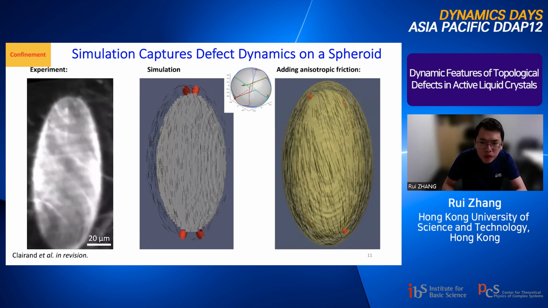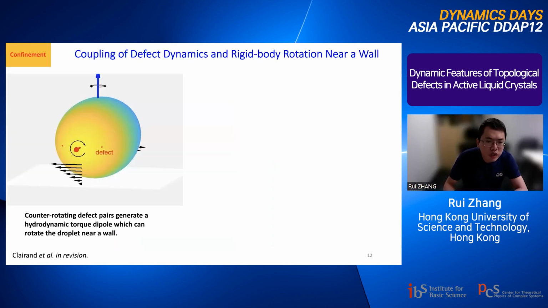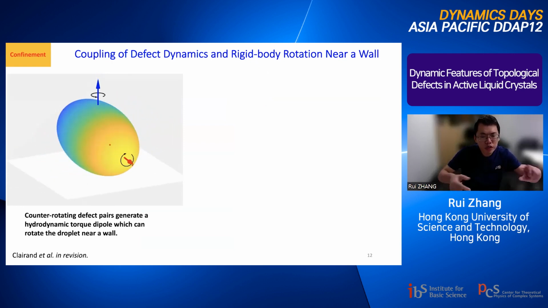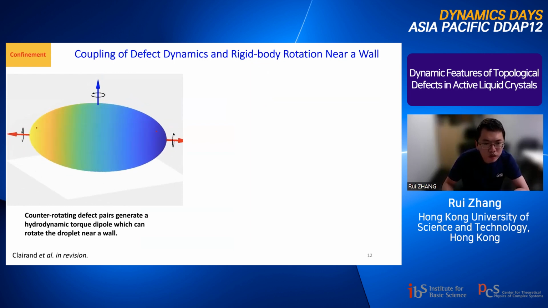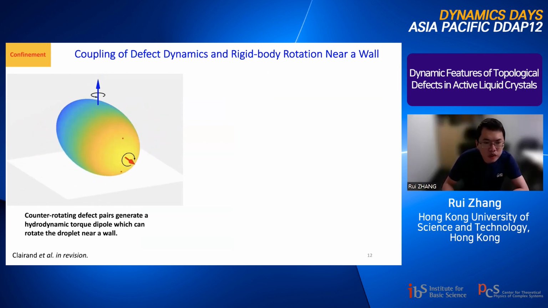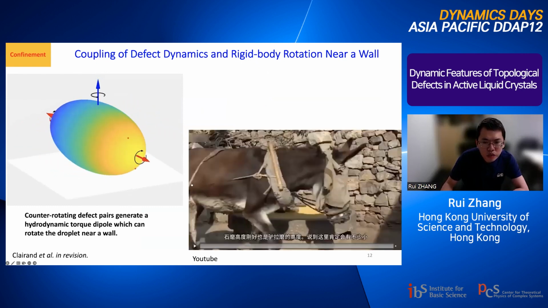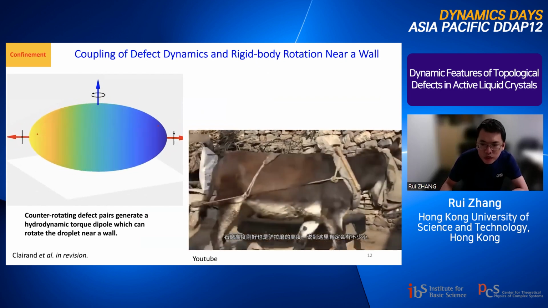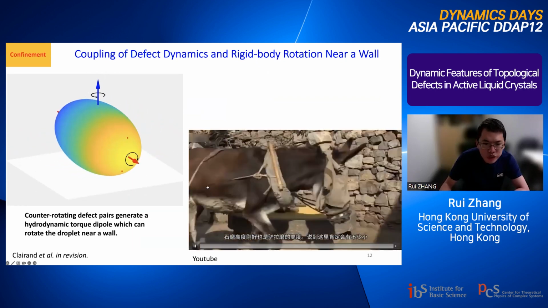So we are very happy about this result. And actually, there's an additional physics that we see from this system, which is that there's a rigid body rotation. So as the defect pairs are rotating, actually they are rotating in different handedness, and this can create a hydrodynamic flow. And when they are very close to a substrate, this hydrodynamic coupling with the surface can induce a rigid body rotation. And so this is very similar to the gears grinding the wheat. Okay, very similar. So the mill is your droplet, and the wheat will be your surface.